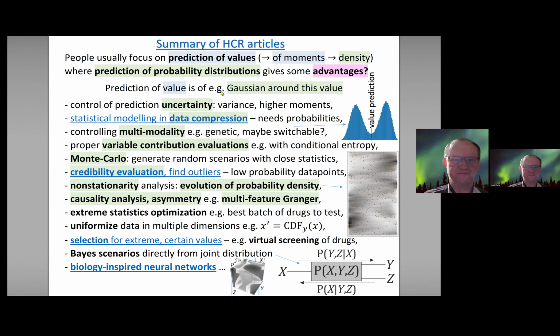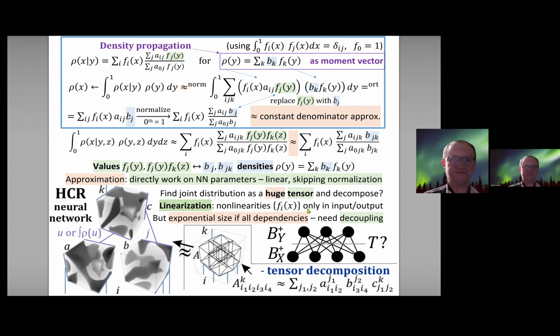So here are some advantages of working with probability distributions, starting with having uncertainty. Or, for example, here is this bimodal distribution. If you have a value prediction, then you can point here, which makes no sense. If working with probability distribution, you can see it. You can have evolution of probability distribution like here. There are many advantages for various applications.